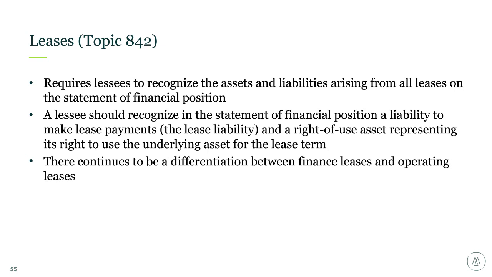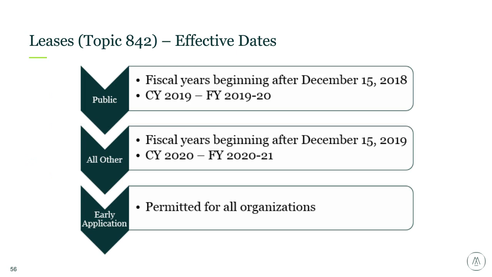As far as effective dates for this standard, for public companies, this is beginning for fiscal years after December 15th, 2018, so for the calendar year 2019. And for all other entities, fiscal years beginning after December 15th, 2019, so those calendar years 2020. And early adoption is permitted for all organizations.